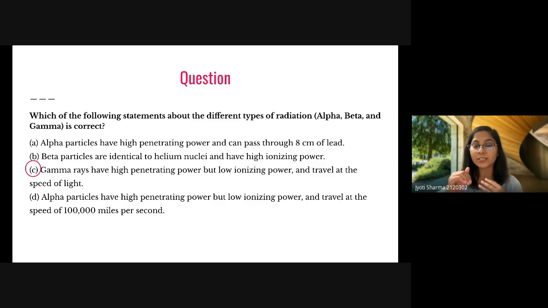This is highly positive charge, so this will give you the high ionizing power in alpha, right? But a very low ionizing power in gamma. So that's why this answer is right, because gamma has high penetrating power, because the energy that gamma rays have is highest in comparison to alpha and beta. But the ionizing power is highest in alpha in comparison to beta and gamma. And because it has the highest penetrating energy, it can travel more without being deflected. So it travels at the speed of light, right?